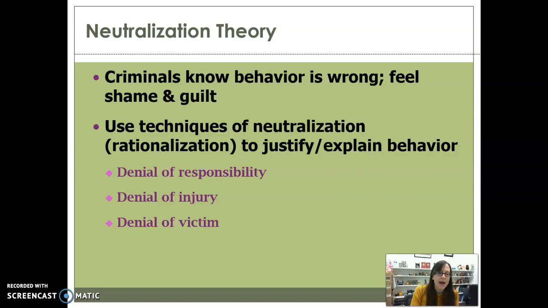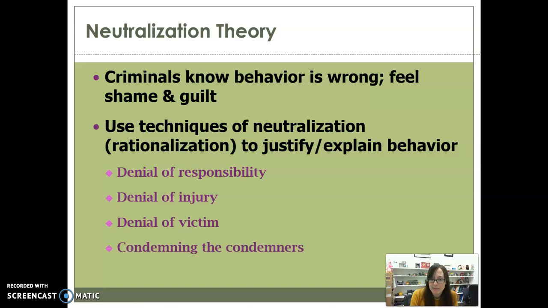Denial of the victim is where you blame the victim. So the victim had it coming, or she seduced me, even though it was my therapist client, or a young child. Well, they seduced me though. So it's either blaming the victim like that, or you totally dissociate from the victim, saying, well, stealing from a large department store, there's no real victim there.